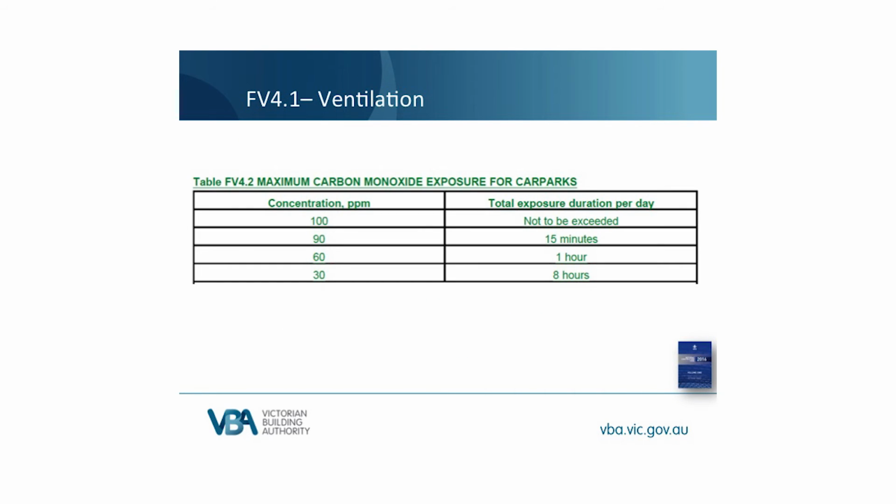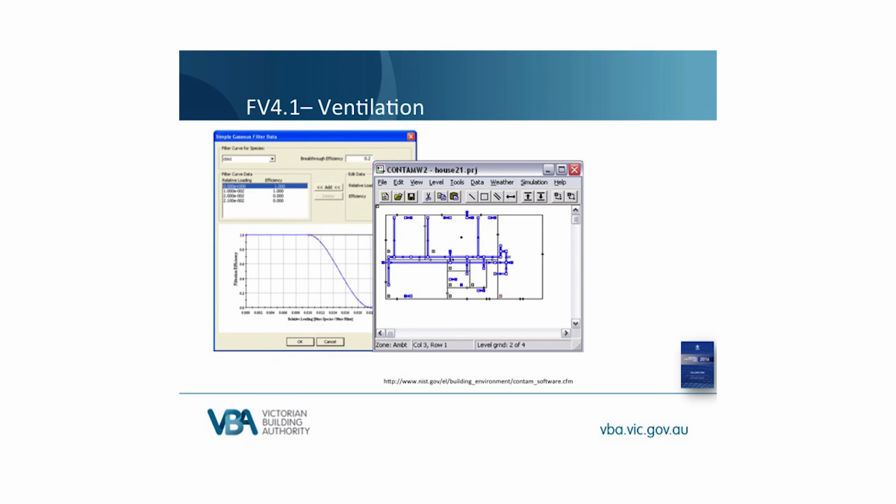In Volume 1, Table FV1 sets out maximum carbon monoxide exposure for car parks. You'll notice that the values are higher than those set out in the first table, which recognises the fact that car parks are generally not occupied for long periods and it is acceptable to have a higher contaminant level. Like the first table, the contaminant levels are measured over a period of time which allows for a higher concentration in peak periods. Contaminant levels are relatively easy to monitor after construction.